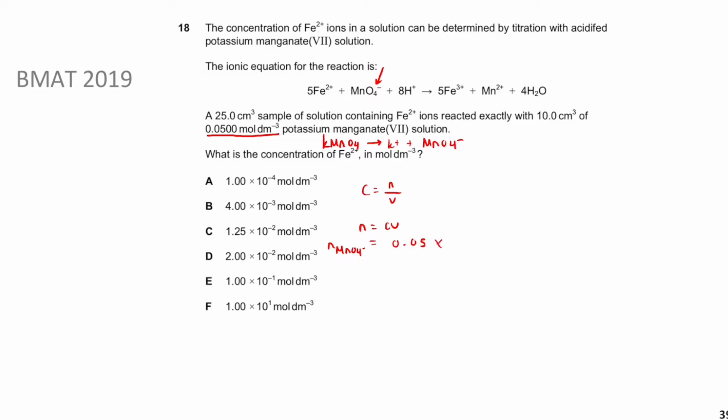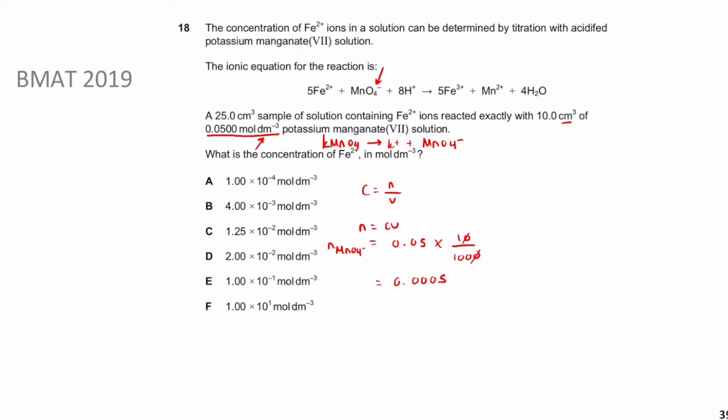So the moles of MnO4− is going to be 0.05 times the 10. But remember, the 10 you have to divide by 1,000 because the 10 is in cm³, whereas this over here is in dm³. So you divide by 1,000 to get your common unit. Then that cancels, so basically all you have to do to the 0.05 is divide it by 100, i.e. add 2 more zeros. So you get that, and that's going to be the moles of MnO4−.